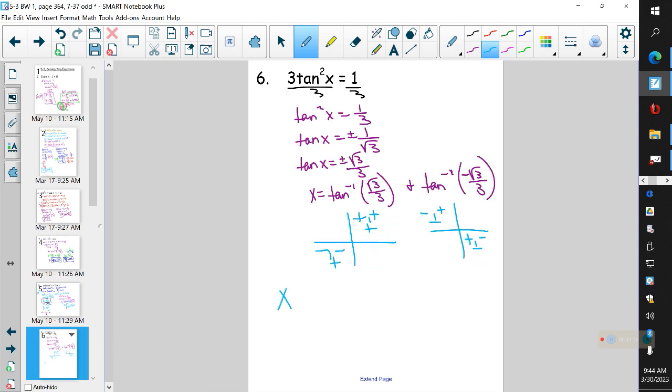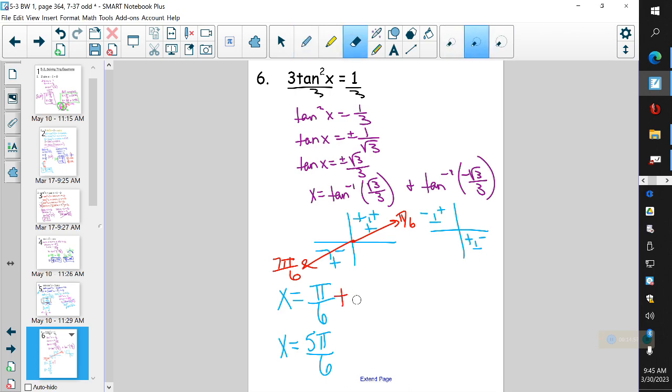So it is positive at pi over 6, and then it's also positive at 5 pi over 6. Now the beautiful thing about this is if you take the angle that is right here in quadrant 1, which is pi over 6, and I add pi units to that, that gives me my diagonal angle, which is going to be 7 pi over 6. 7 pi over 6 is where it's going to be positive, okay? So these two will give me both of my positive answers, yes? But I only need to add pi units to that to get both of these.